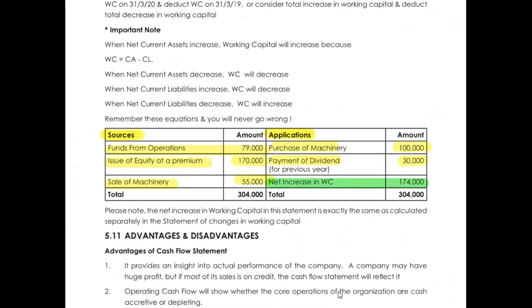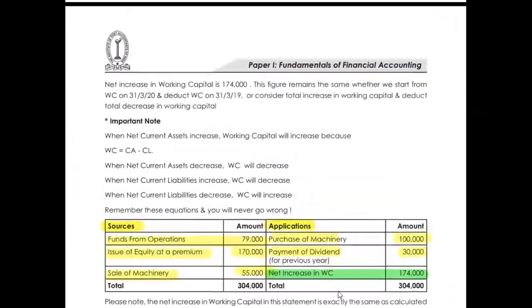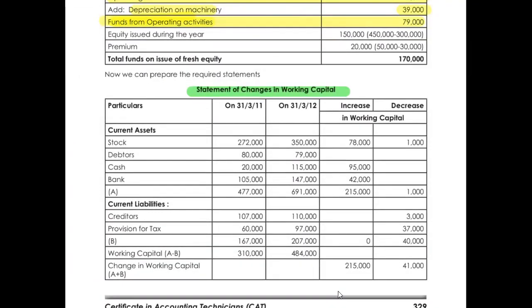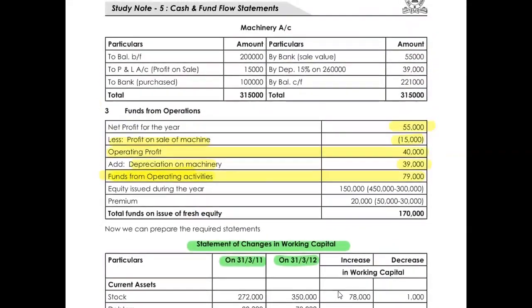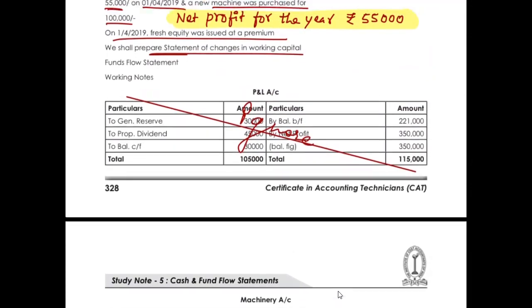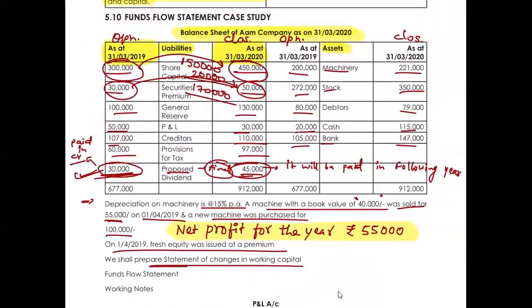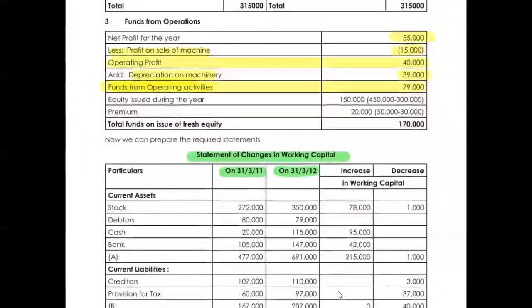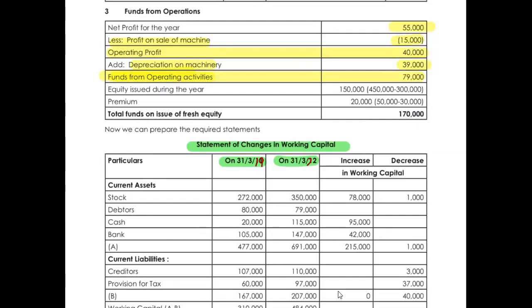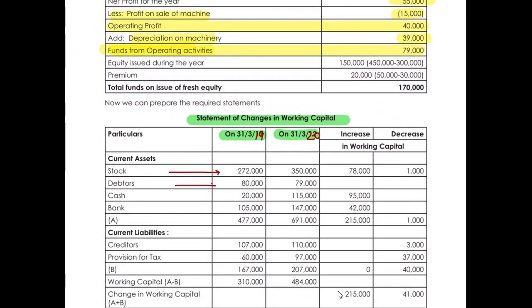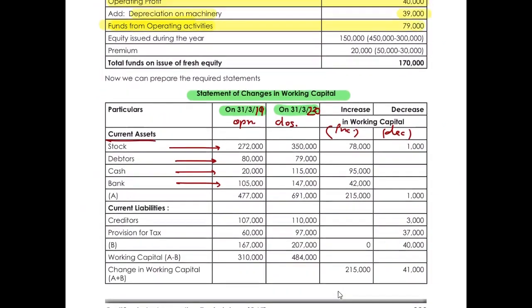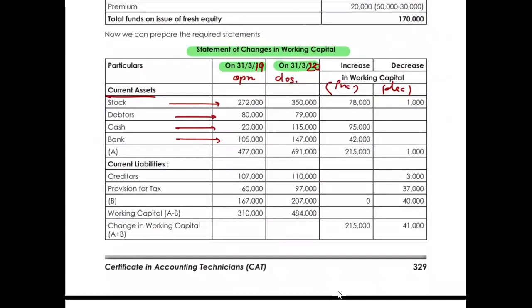Okay. Now, if I want to tally this change in working capital, there is one statement also prepared, that is the statement of changes in working capital from 31st of March 2011 till 31st of March 2012. Okay, the years they have given are incorrect, but let me check it from here. Here we have 19 and 20, and then they have given here 11, 12. So just consider them 19 and 20 right now. So you can see there is change in stock, debtors, cash, bank. Okay, these are all your current assets. You have the opening figures, you have the closing figures, you have the increase figures, and you have the decrease figures. Now just try to do these changes yourself and you will get the correct answer.